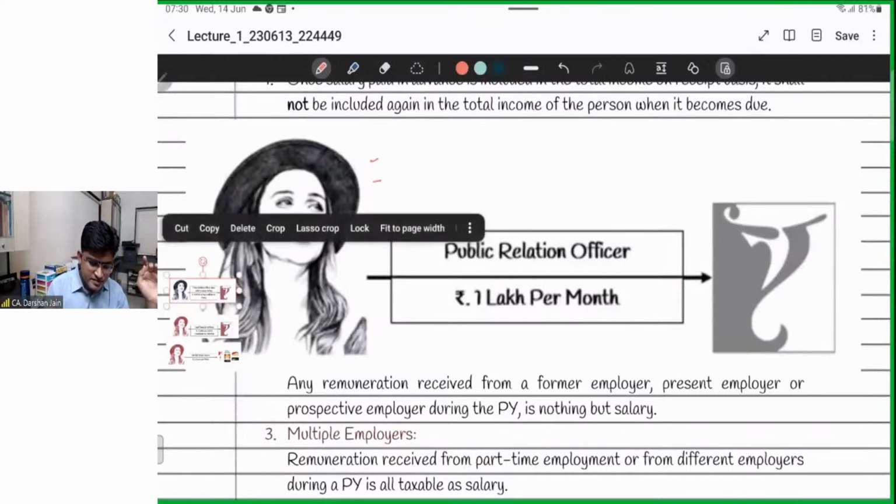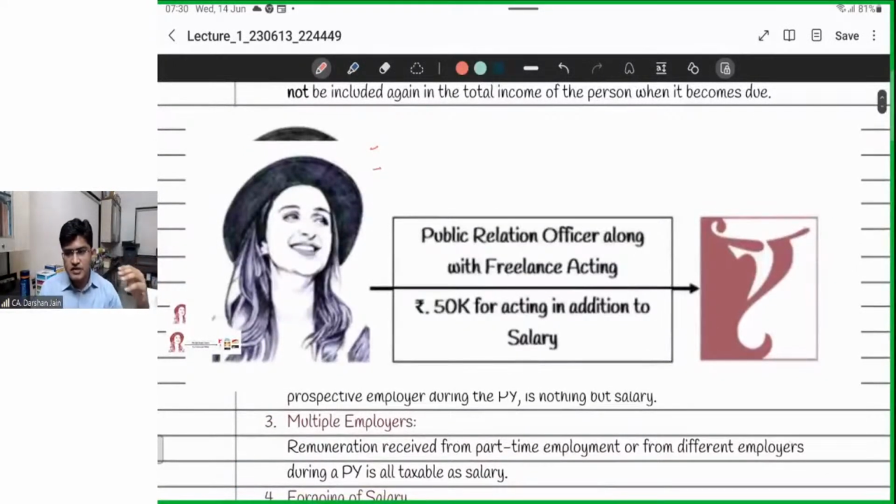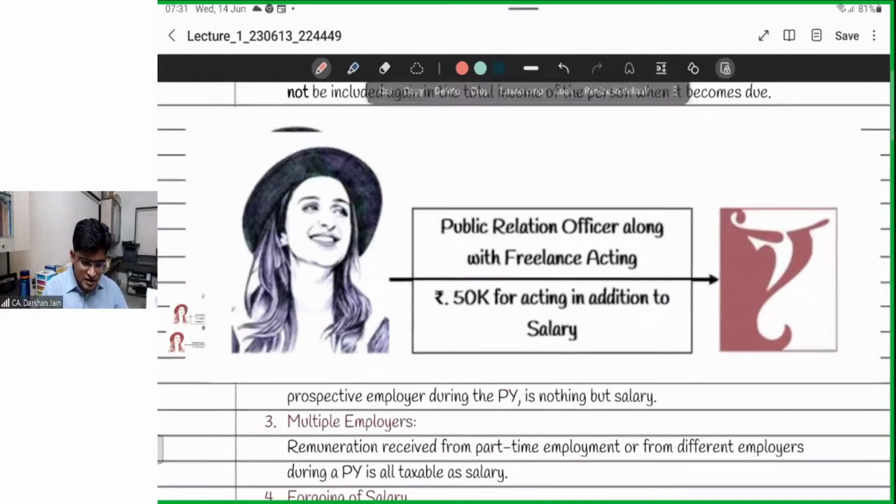Now what happens is, while she is working with Yashraj as a public relation officer, she also does a bit of freelance acting. She is working as a freelancer and gets 50,000 in addition to salary. Now, this 50,000 of freelance acting is not in the capacity of the employee of that organization. Therefore, whatever she receives out of such a relationship, where it is not an employer-employee relationship, would either fall under the head of profits and gains of business or profession or income from other sources.